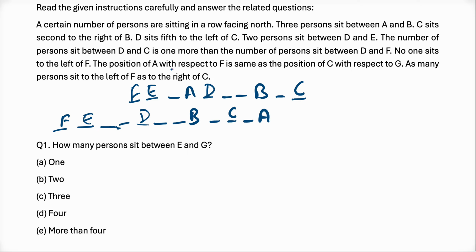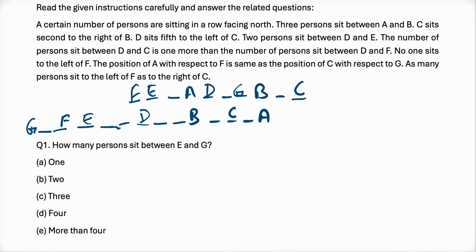The position of A with respect to F is the same as the position of C with respect to G. That means in the first case, if A is sitting third to the right of F, then C must also sit third to the right of G. So we will place G here. Similarly, there are 10 persons between A and F in the second case, such that A is to the right of F. Therefore, there must be 10 persons between G and C, such that C should be to the right of G. So the only place we can place G here is here.